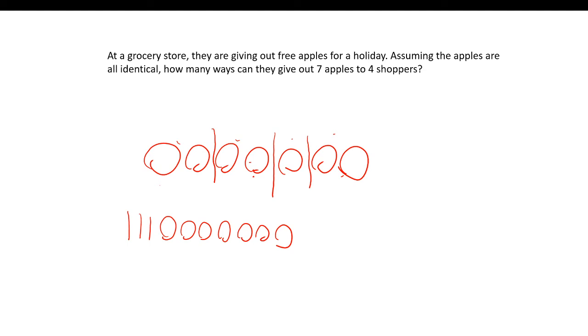Now, how many ways can we do this? We've learned combinations, we've learned permutations. What type of problem is this? Apply your skills. Let's take a look at the total things we have: 7 apples and 3 bars, so a total of 10 items, and we're choosing 3 of them to be bars. There are 10 choose 3 ways for this, which is 10 times 9 times 8 over 3 factorial.